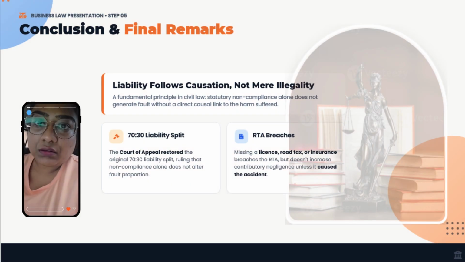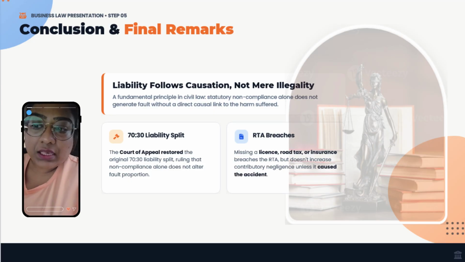Hi everyone. In conclusion, this case confirms that negligence must be tied to the actual cause of the accident. The appellant had breached road transport by-laws by riding without a license, road tax and insurance. But the court held that those breaches did not by themselves make him more responsible for the collision.